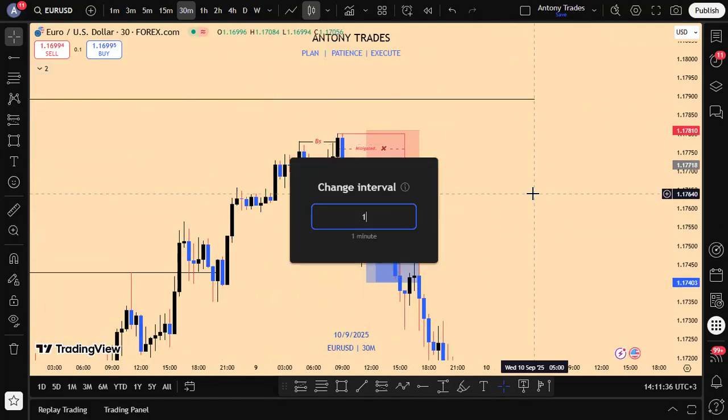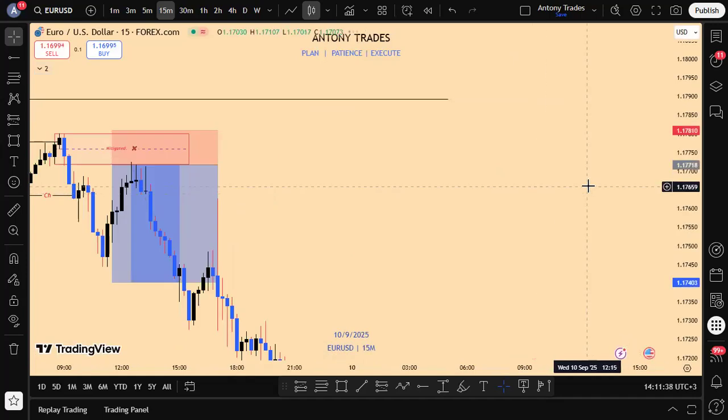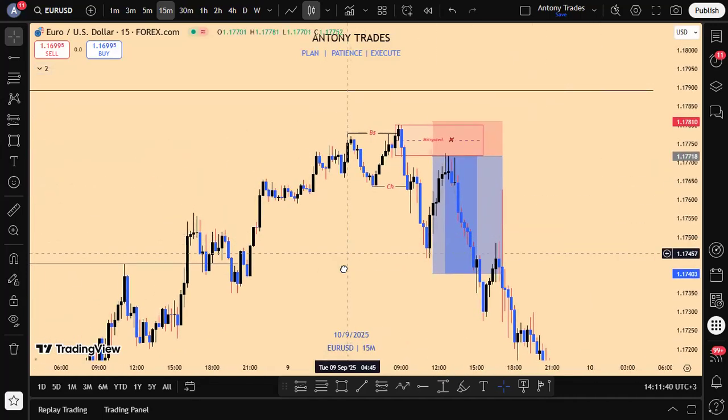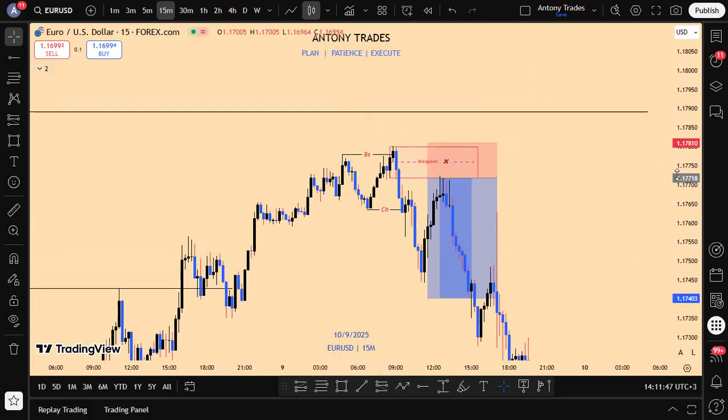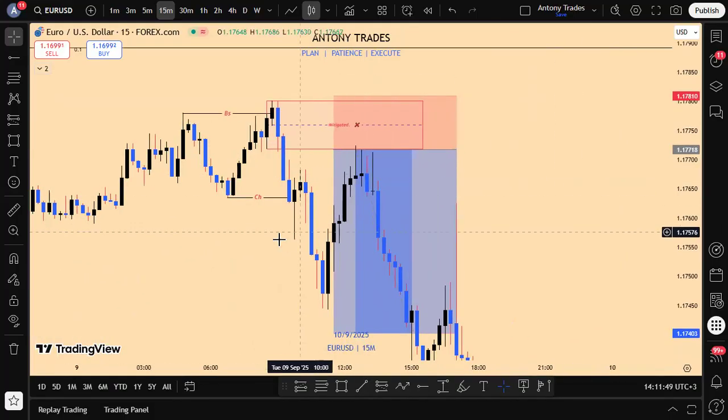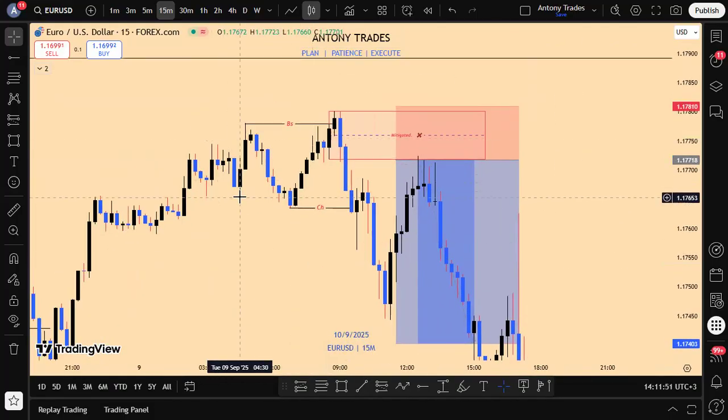So as always, and as I've been teaching you in this channel, you know very well, for us to mark a valid break of structure, we need to see a sweep of liquidity first. And you can see very well that the market swept liquidity below this low. Can you see? We had a sweep of liquidity here.